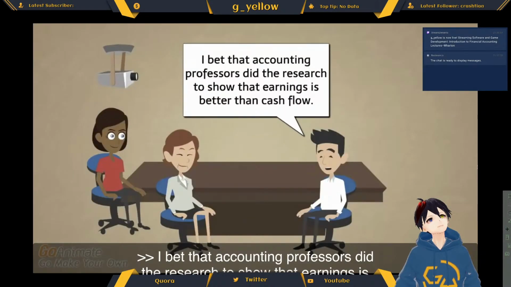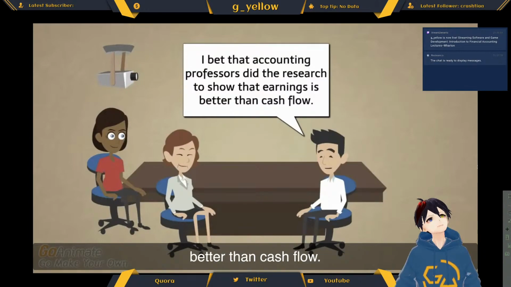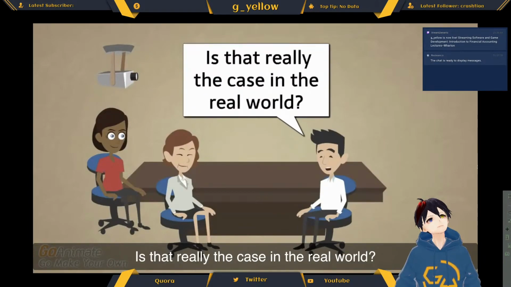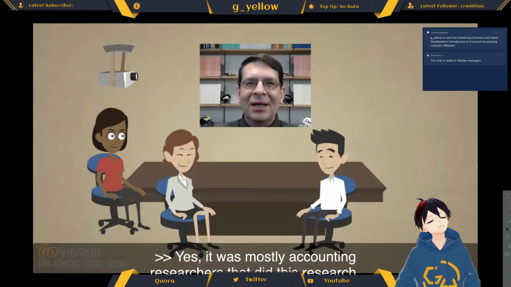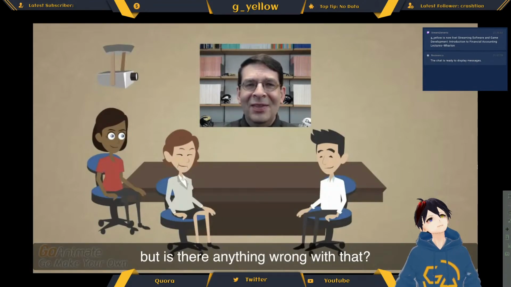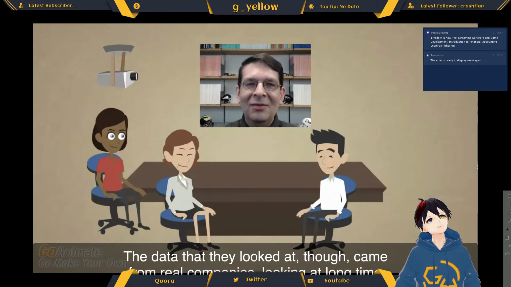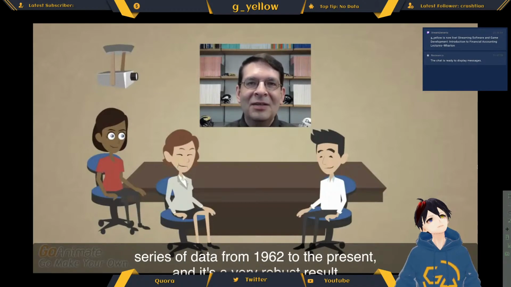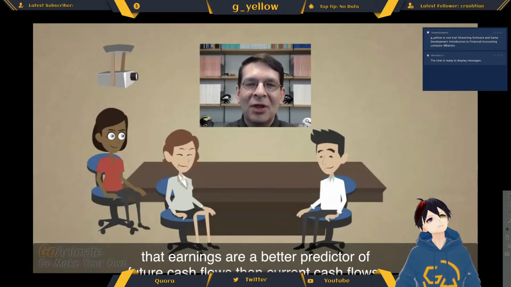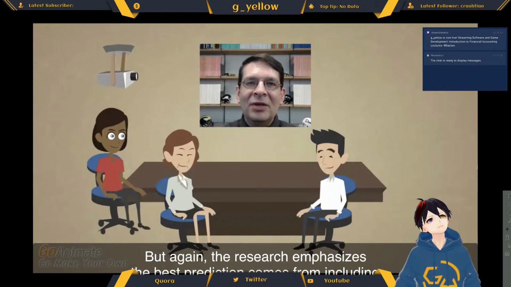I bet that accounting professors did the research to show that earnings is better than cash flow. Is that really the case in the real world? Yes, it was mostly accounting researchers that did this research, but is there anything wrong with that? The data that they looked at, though, came from real companies, looking at long time series of data from 1962 to the present, and it's a very robust result that earnings are a better predictor of future cash flows than current cash flows. But again, the research emphasizes that best prediction comes from including both measures together.